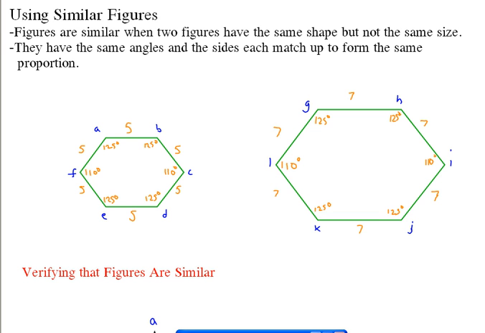Using similar figures. Figures are similar when two figures have the same shape but not the same size. If they were the same size and the same shape, then they'd be what is called congruent. But we haven't gotten there yet, so we will. But if you look here, you've been working with similar figures your entire life as a kid.